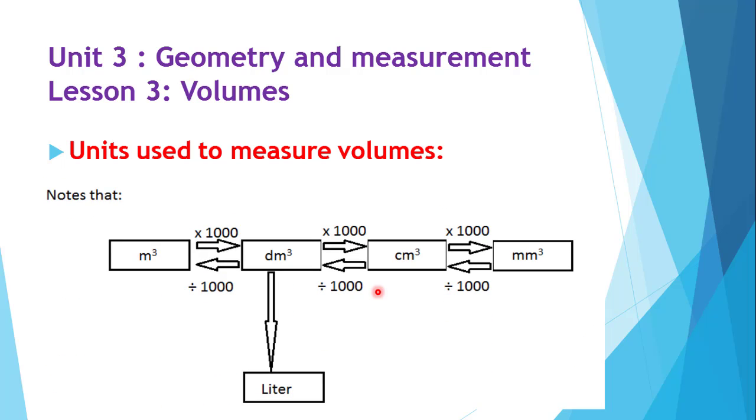Here is how to exchange from one unit to another in the volume. We have, for example, cubic meter. Cubic meter equals 1000 cubic decimeter. So if you want to convert from meter cube to decimeter cube, just multiply by 1000. If you want to convert from decimeter cube, the smaller unit, to the greater unit, meter cube, you will divide. And by the same way for centimeter cube and millimeter cube. I want you to know that decimeter cube is the same as liter. We will discuss liter later in the capacity lesson.